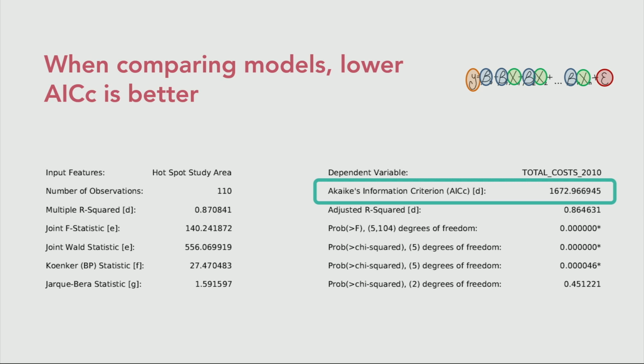The last one I just want to mention is, when you're comparing different models with different variables, when you're switching out the variables or using different settings, different neighborhood settings, you can compare the AIC score, and the lower the AIC, the better.